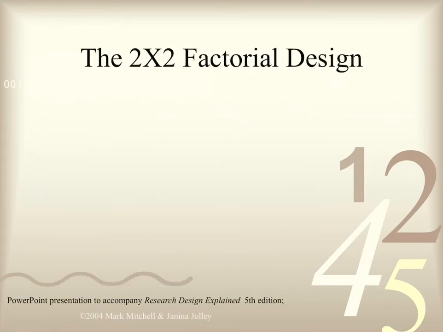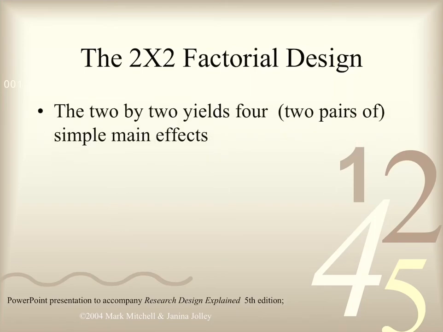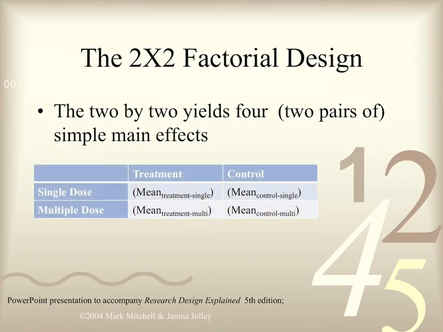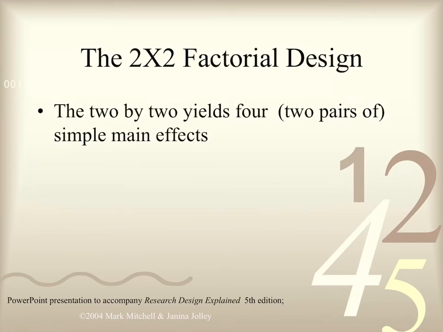Now from this single experiment, this factorial design, from this 2x2, we're going to get 4 different simple main effects, or 2 pairs of simple main effects. So we'll get, for instance, the simple main effect of treatment in the multiple dose condition, the simple main effect of treatment versus control in the single dose, the simple main effect of dosage in the control, and the simple main effect of dosage in the treatment condition. Now, if you didn't get all that, don't worry. I'm going to come back and look at each one of those.